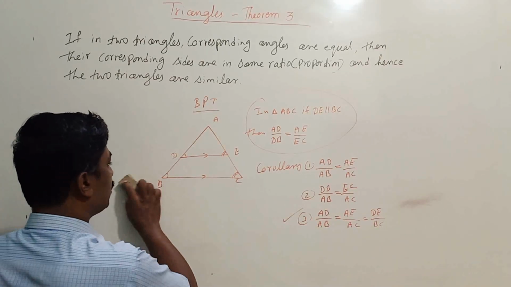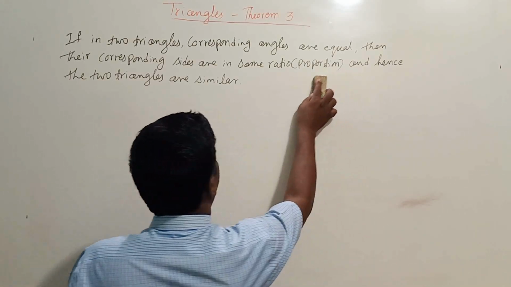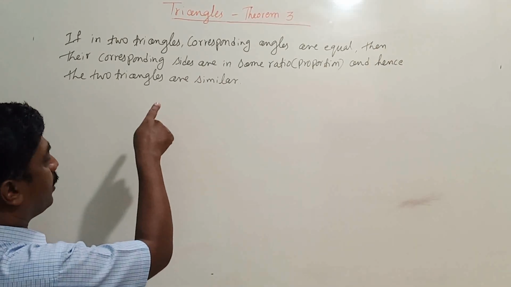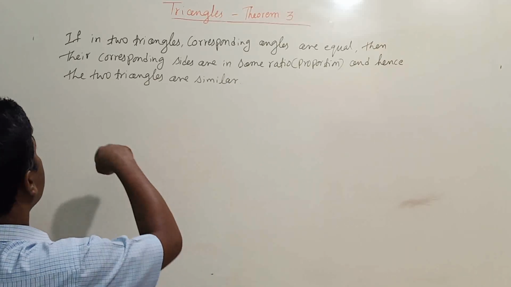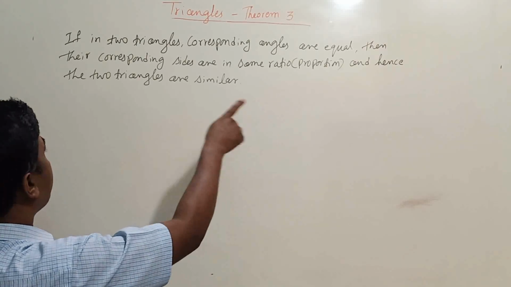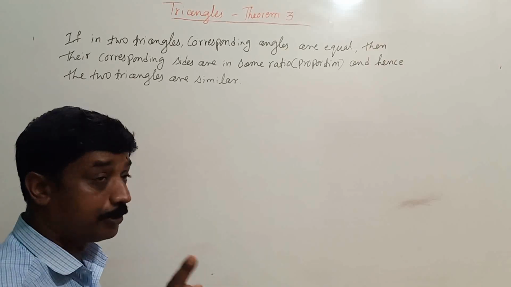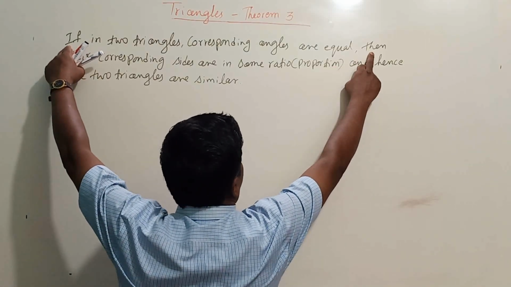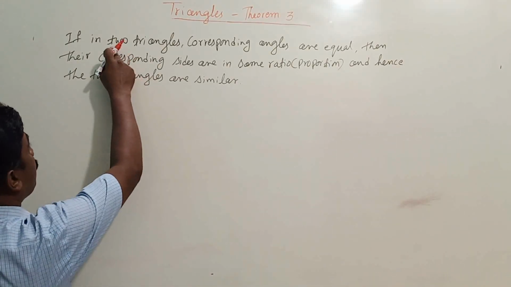So straight away, without wasting time, let us go into proving theorem number 3. What is theorem 3? If in two triangles, corresponding angles are equal, then their corresponding sides are in the same ratio or proportion, and hence the two triangles are similar. I told you that the first part is given, after that it is to prove. Got the point here? So they talked of two triangles here.